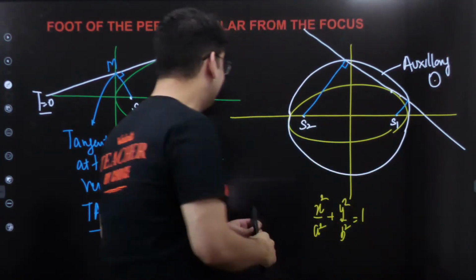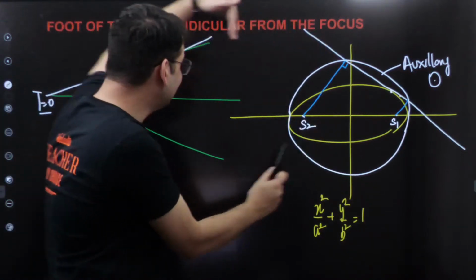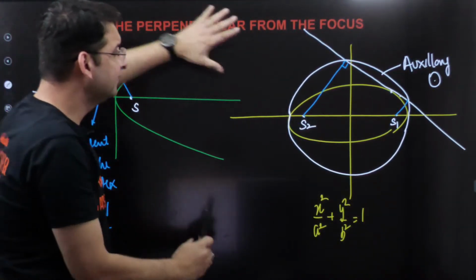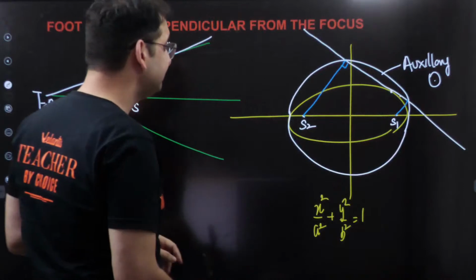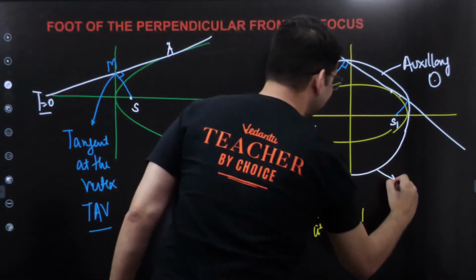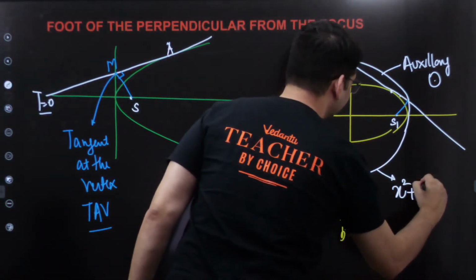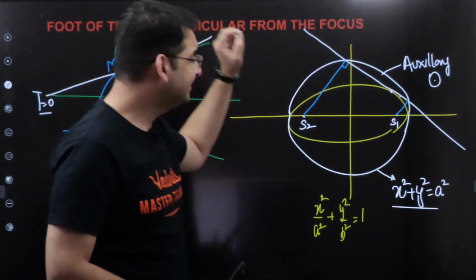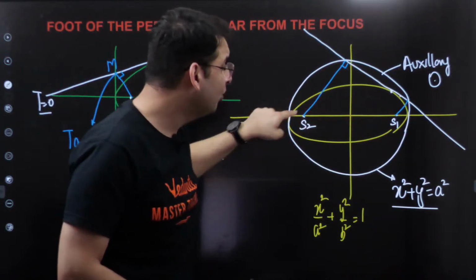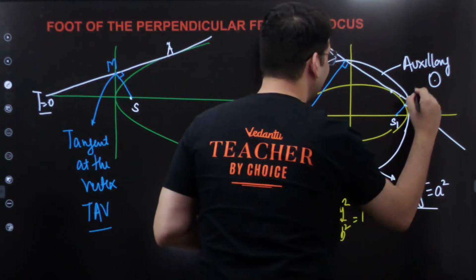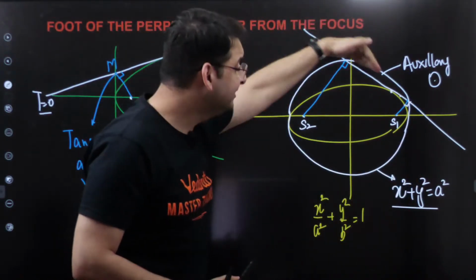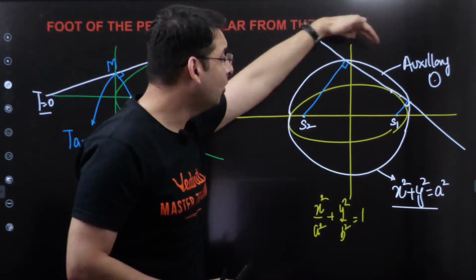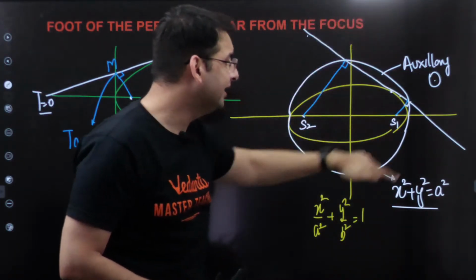Auxiliary circle. So basically in case of parabola, the auxiliary circle becomes the tangent of the vertex. The equation of the auxiliary circle is x square plus y square is equal to a square. Right? So basically the foot of the perpendicular from any focus to any tangent always lies on the auxiliary circle of the ellipse.